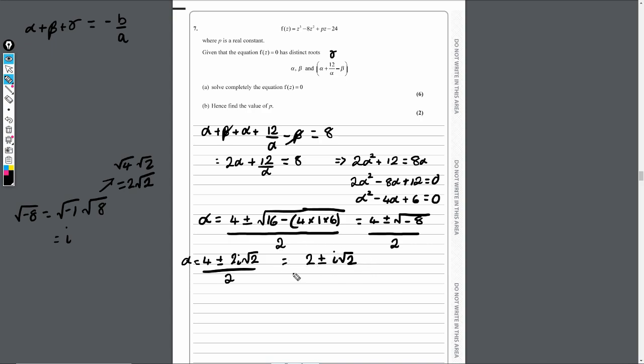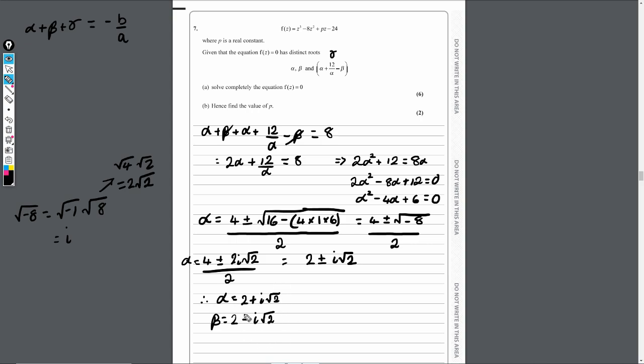Okay, so what I can say now is that those are two of my roots. Therefore, if we call it alpha, that's equal to 2 plus i root 2, and then if I say beta is 2 minus i root 2.